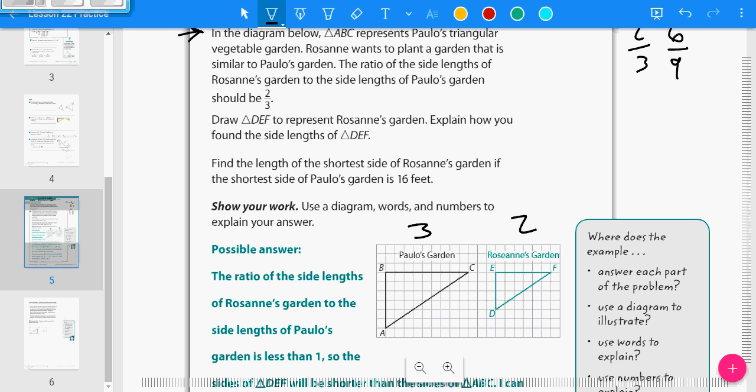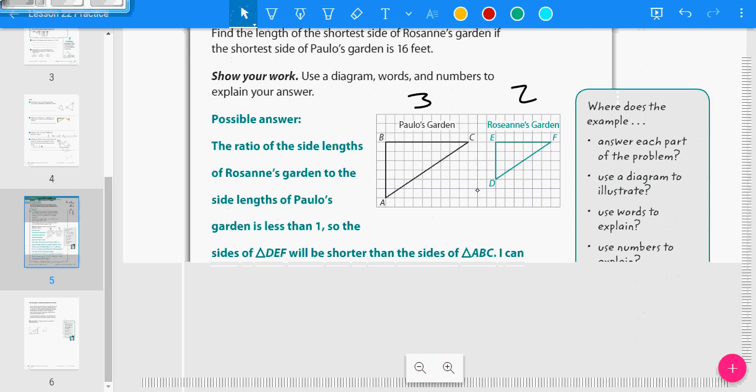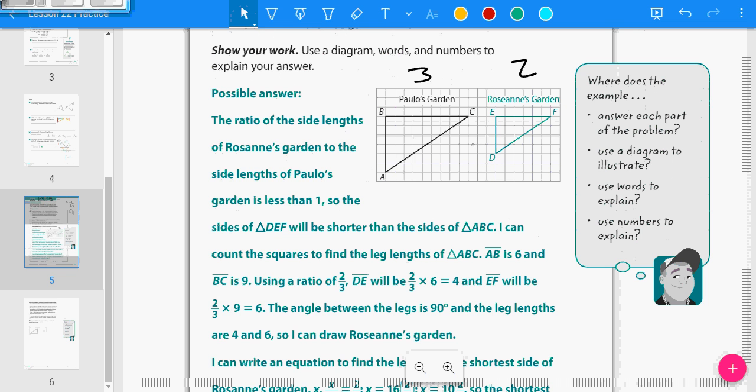Draw a triangle DEF to represent Roseanne's garden. Explain how you found the side lengths of DEF. Find the length of the shortest side of Roseanne's garden if the shortest side of Paulo's garden is 16 feet. Okay, so that part with the 16 feet gets a little tricky, but we're going to talk this through. I've got the ratio written there. Here's what they did for a possible answer. And it's going to all come from figuring out these side lengths first.